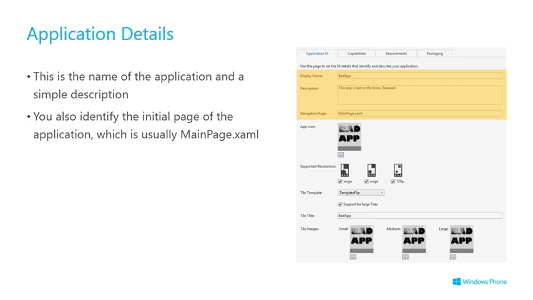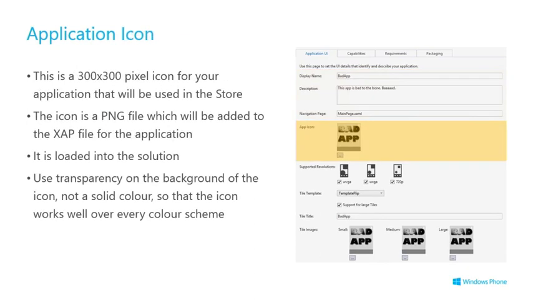And that's where the navigation page, the initial default launch page of your application, is. This is where you set your app icon. It needs to be 300 by 300 in Windows Phone 8. This is a PNG file, which is also included in the ZAP file for the application.